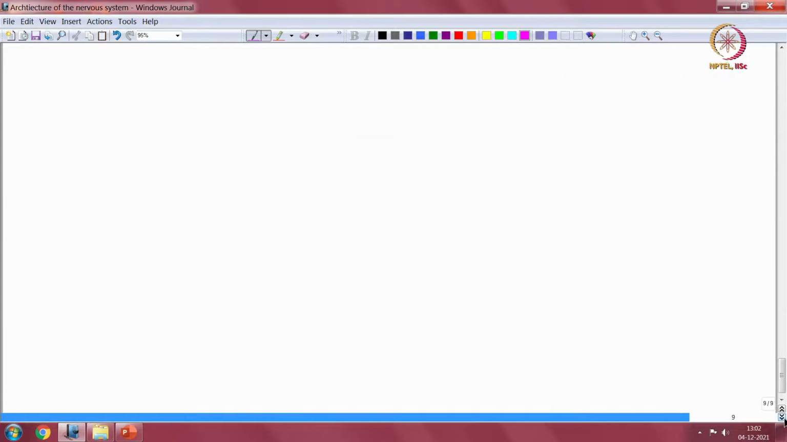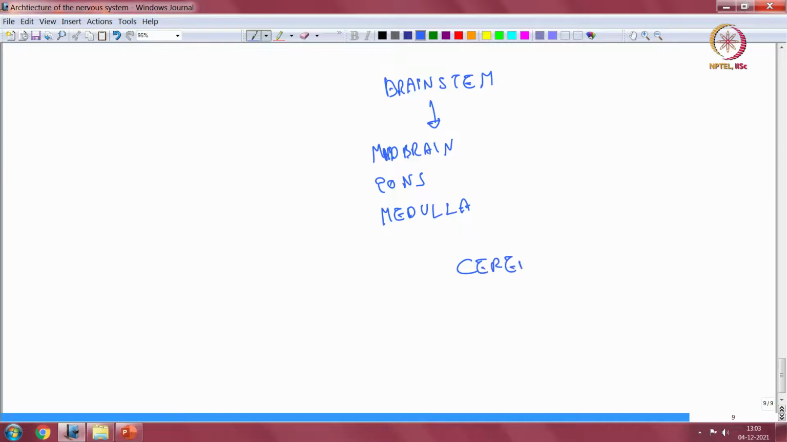When we go into the brainstem, it is a top-down hierarchy. So, it would be midbrain, pons, medulla. Okay, so midbrain, pons and medulla. Then in the same context we have the cerebellum. This is behind the brainstem.